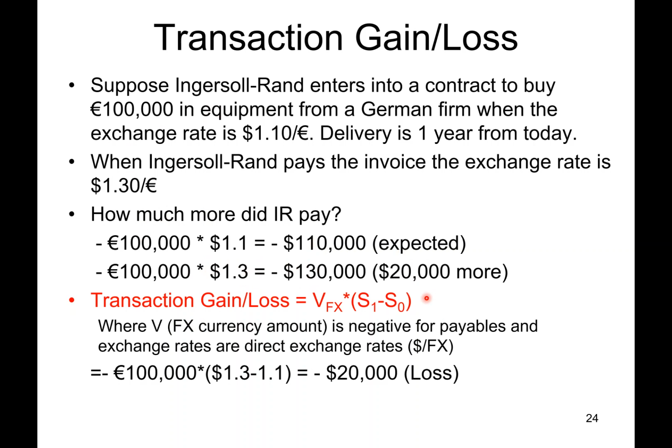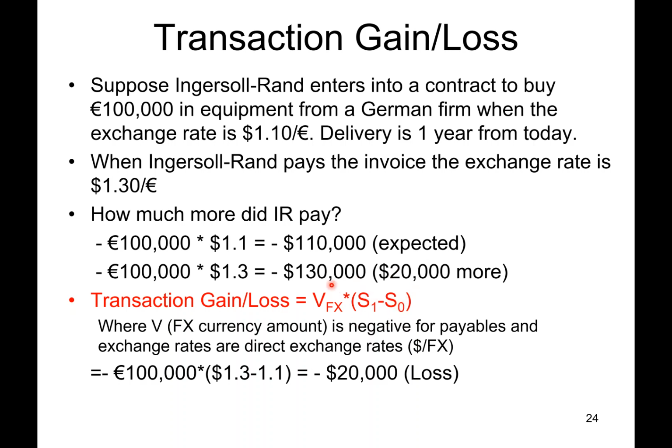Now, there's a general formula for this transaction loss. I'm going to define a transaction loss as a loss in cash flow due to a change in an exchange rate. So it could also be a gain, right? If the exchange rate fell, that could be a gain. But the general formula is going to be the value of the foreign currency, say 100,000 euros, times the new minus old exchange rate. And by the way, these always have to be in direct terms. So even if they're an indirect quote, you have to flip them.